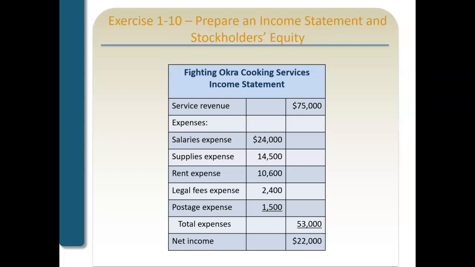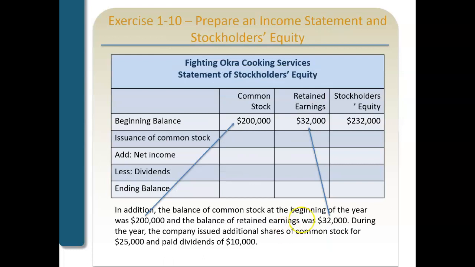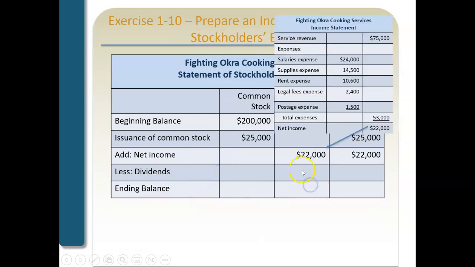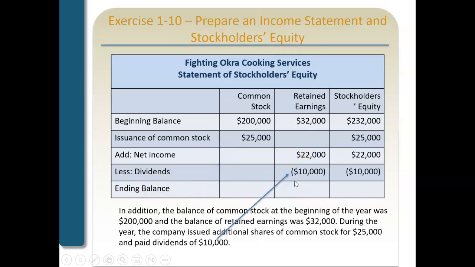Now, in order to prepare a statement of stockholders' equity, it tells us the balance of common stock at the beginning of the year was $200,000. We put it in there. The balance of retained earnings at the beginning of the year was $32,000. Okay? Then it tells us during the year, the company issued additional shares of common stock for $25,000 and paid dividends of $10,000. So it's telling us where everything goes.